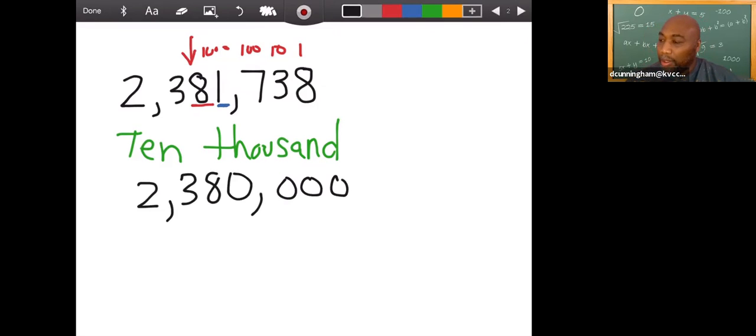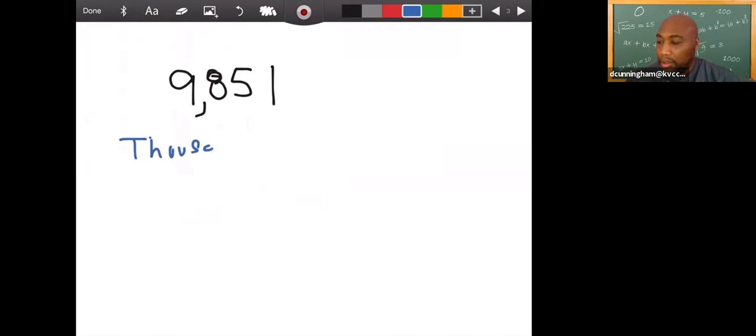Let's look at one more. Let's round this number off. We say 9,851. So 9,851. Let's round that off to the nearest 1,000. In this case, we're going to look at where the thousands place is located. The 9 represents the 1,000 place. That means we need to look immediately to the right of that, which is the 8, and see what we do with that 9.